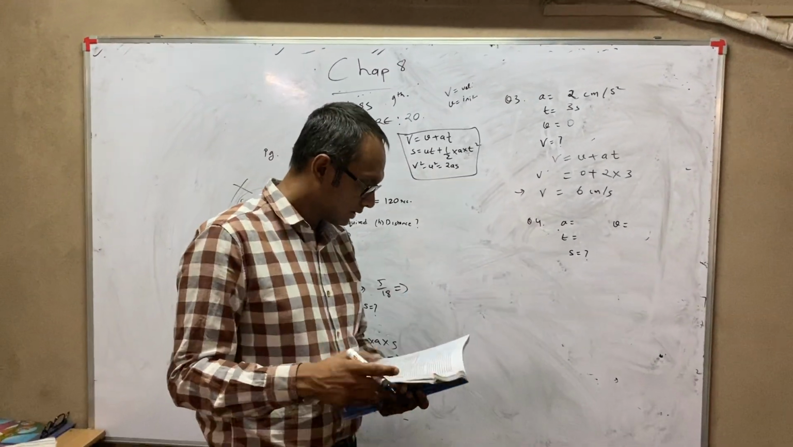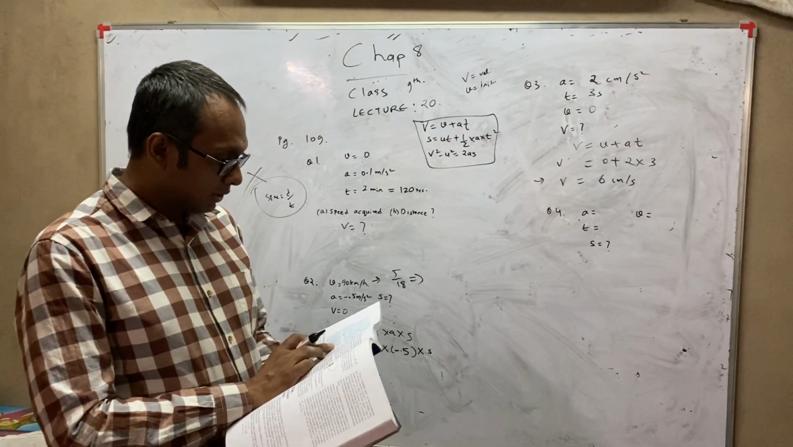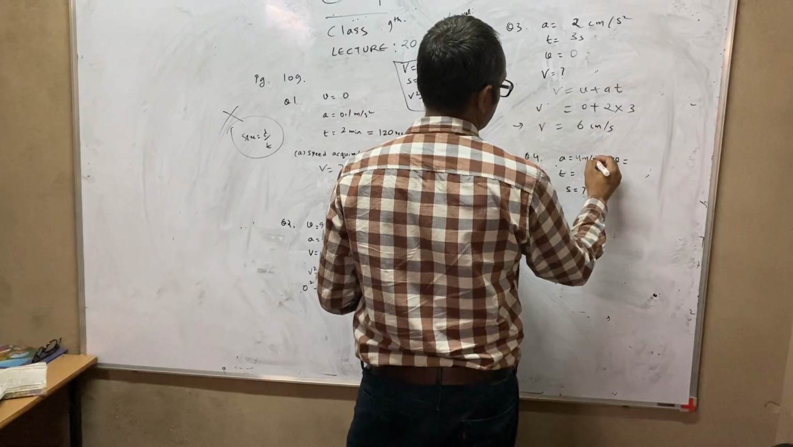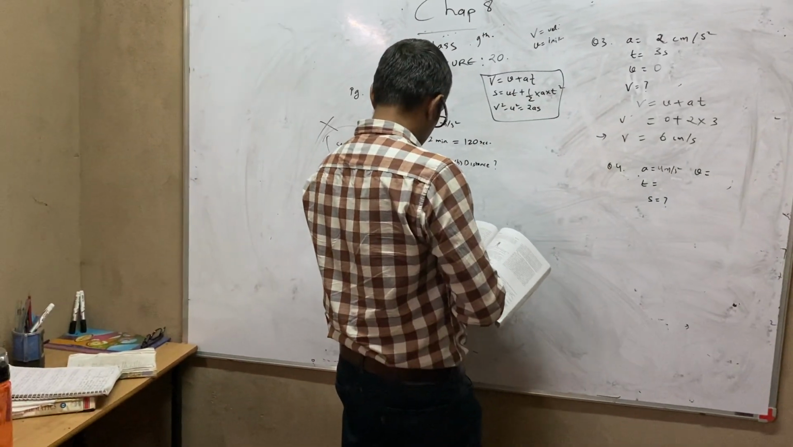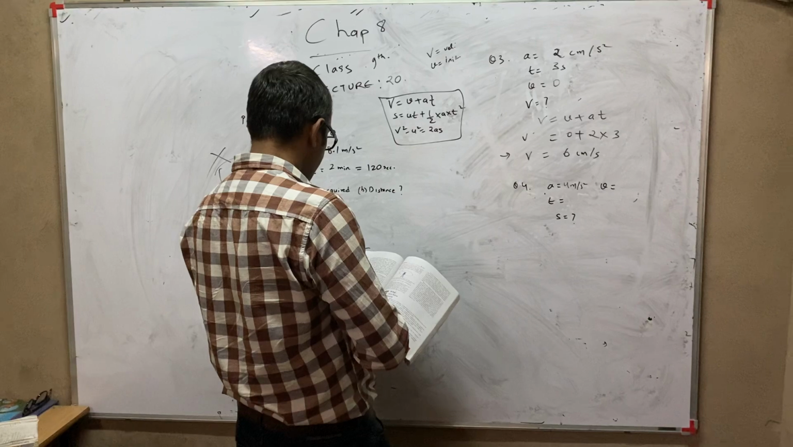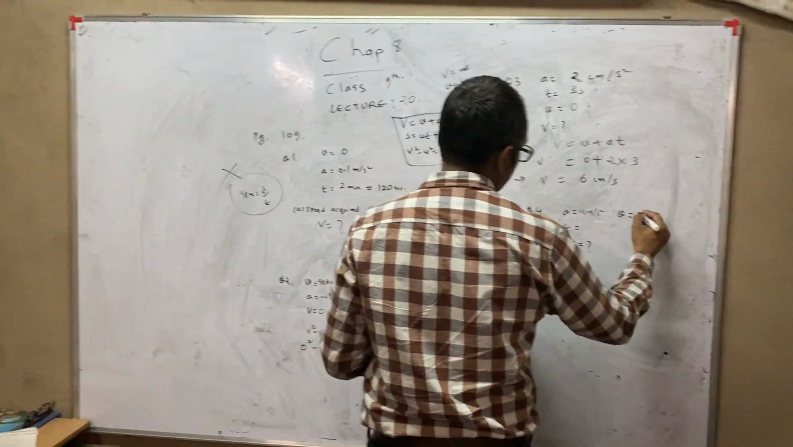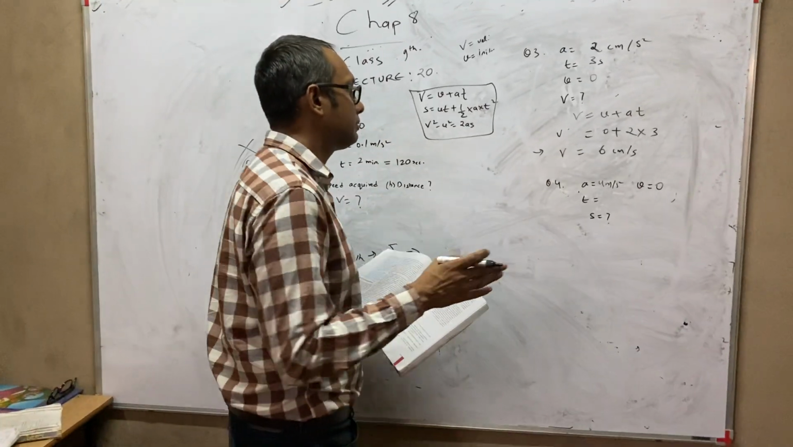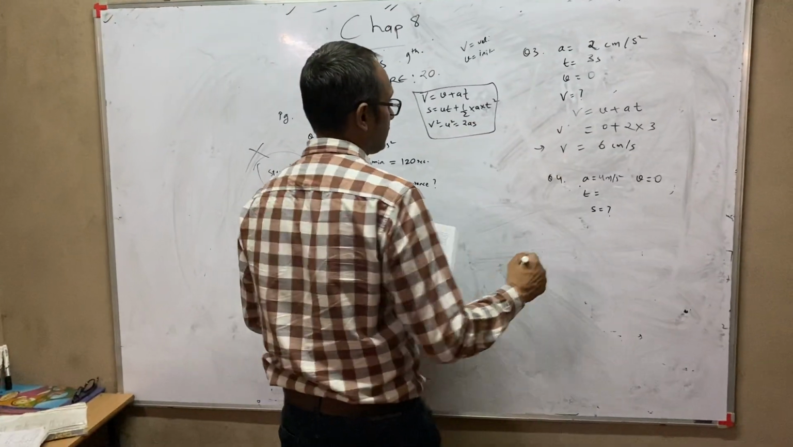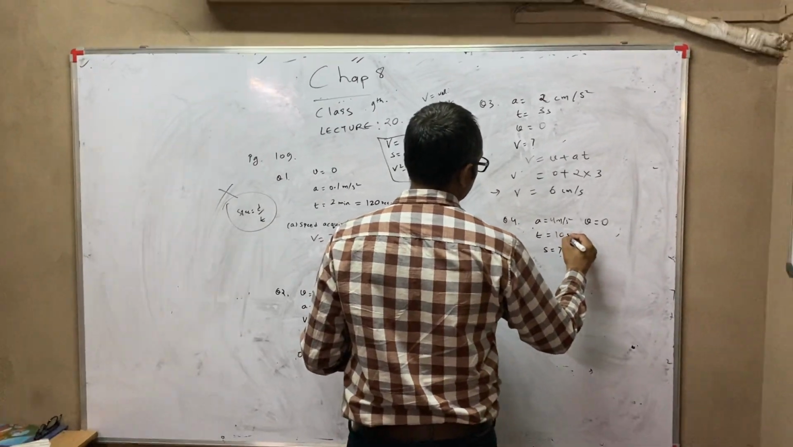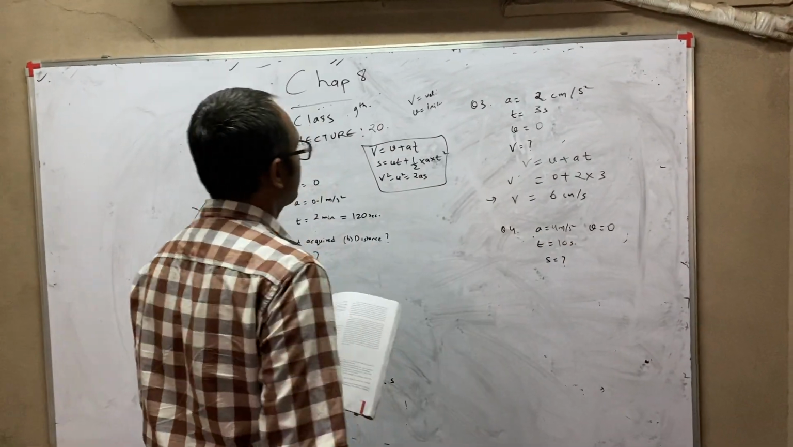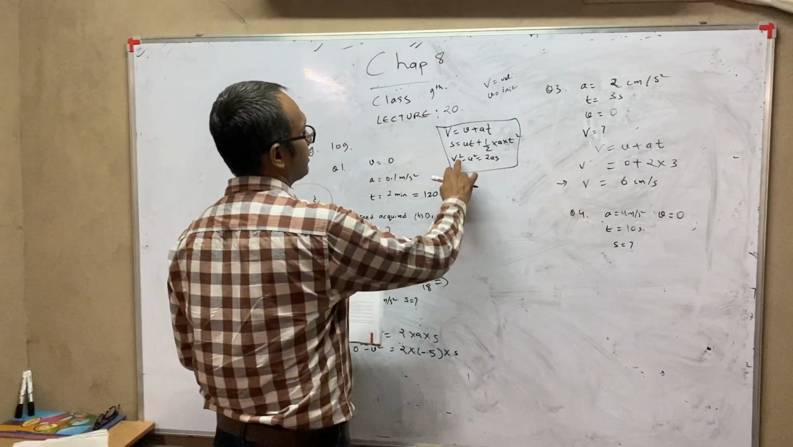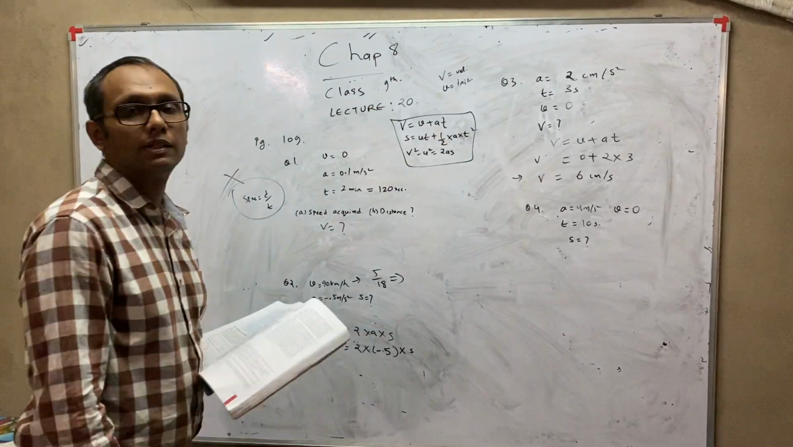Question number 4. A racing car has a uniform acceleration of 4 meter per second square. So acceleration is given. What distance will it cover 10 seconds after start? So u is 0. Whenever it is given like this, 10 seconds after start, it means u is 0, initial velocity is 0, and t is 10. And of course, in this you just see which formula to use. s is equal to ut plus half at square, or this. Out of these two, one you will use and just get the answer.